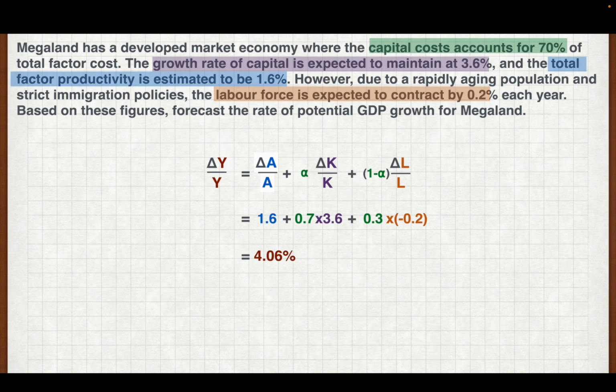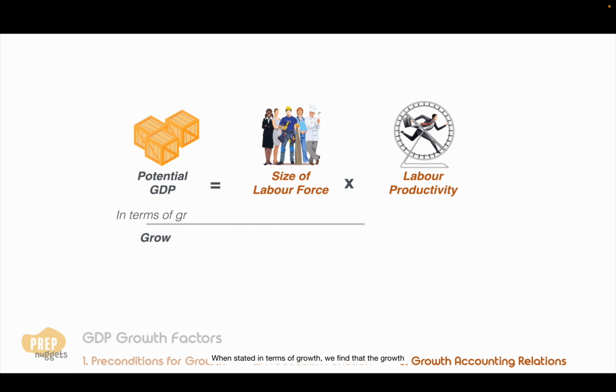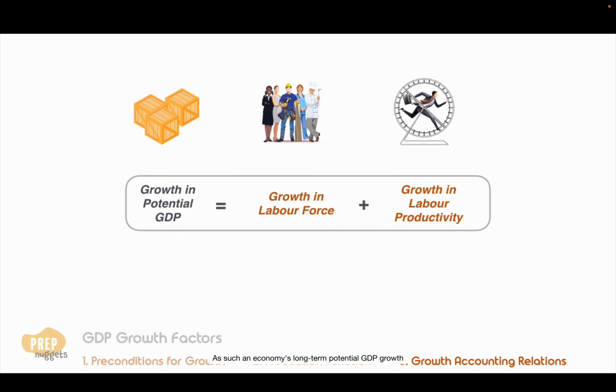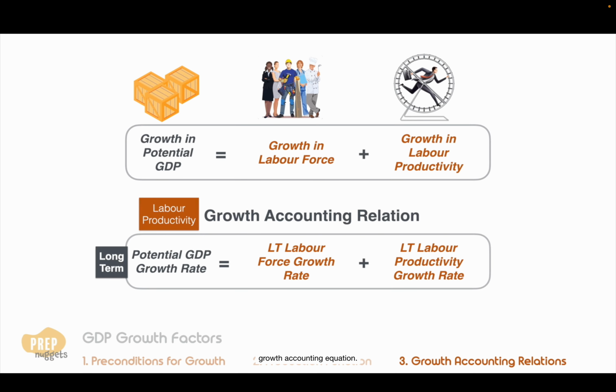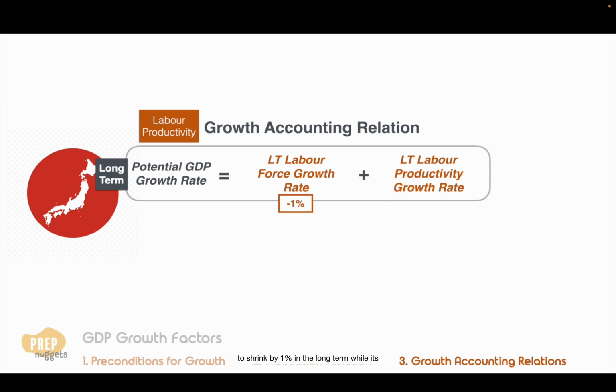An alternative method of measuring potential GDP is to examine the size of the labour force and labour productivity. When stated in terms of growth, we find that the growth in potential GDP of an economy boils down to the growth in labour force plus the growth in labour productivity. As such, an economy's long-term potential GDP growth rate can be estimated by estimating the long-term growth rate of the labour force and the long-term growth rate of labour productivity. We call this the labour productivity growth accounting equation. For example, if Japan's labour force is projected to shrink by 1% in the long term, while its labour productivity is expected to grow by 2.5%, then we would estimate the long-term growth in potential GDP as 1.5% per year.